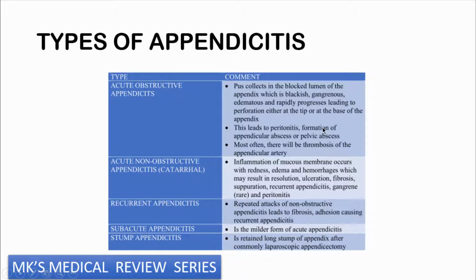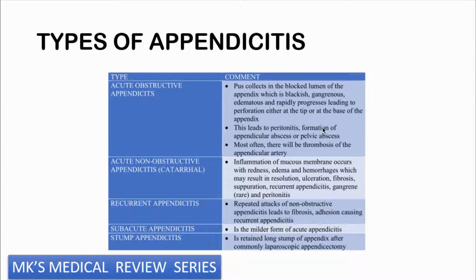So here you're going to have inflammation of the mucous membrane with redness. There may be edema, there may be hemorrhage, which may result in resolution, ulceration, fibrosis, suppuration, recurrent appendicitis, gangrene, and peritonitis. You may also have recurrent appendicitis, where an individual gets repeated attacks of non-obstructive appendicitis, and this often leads to fibrosis and adhesions that may cause these recurrent episodes of appendicitis.